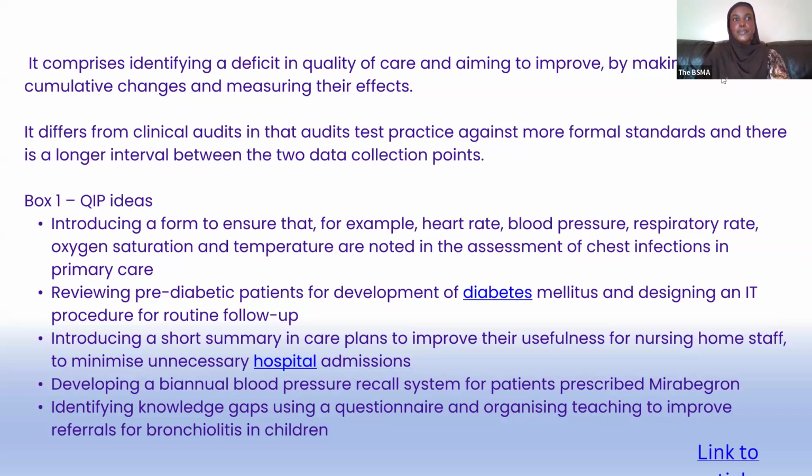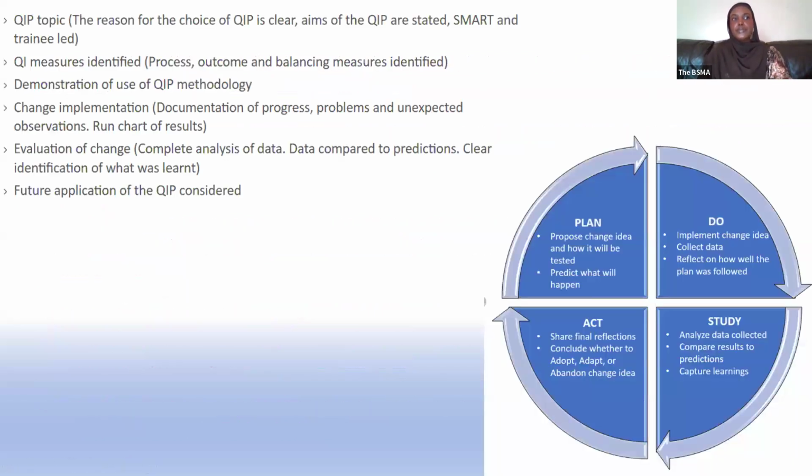Next bit. Oh yeah, so I've just copied and pasted it from the internal medical training doctors points scoring system for QI projects. Essentially what they want to see is, what is a topic for the QI project that you've done? QI measures have been identified, so the process, the outcome, and the measures. What kind of QIP methodology did you use? What change did you implement? How did you evaluate that change? And how did you further apply the QIP?